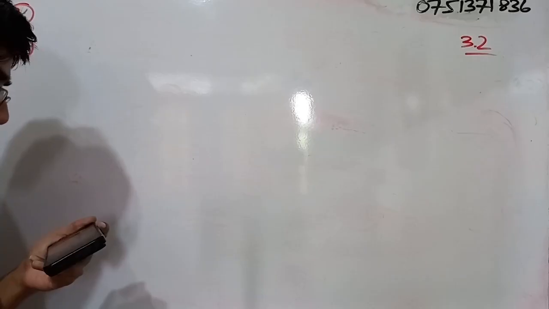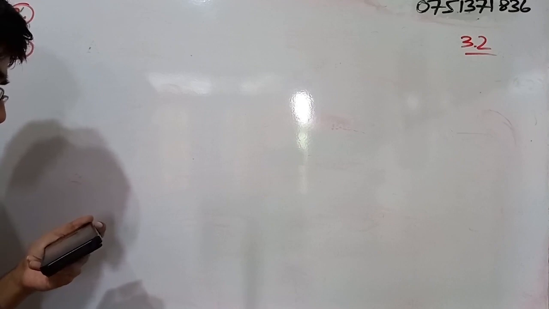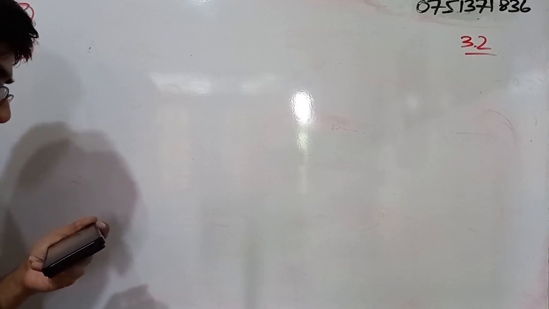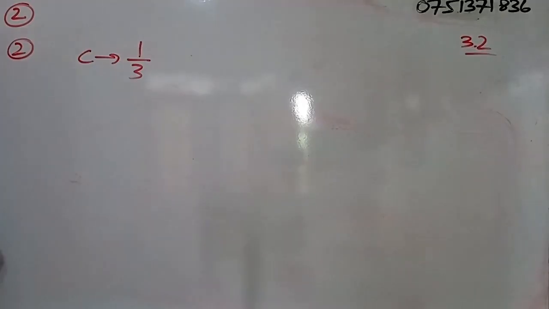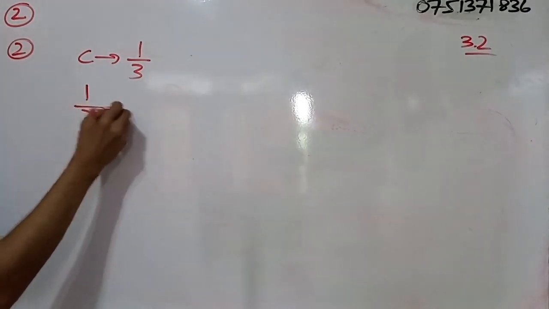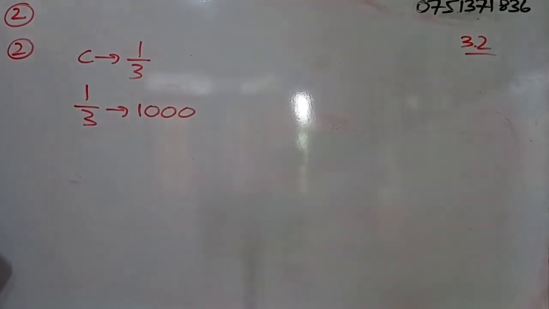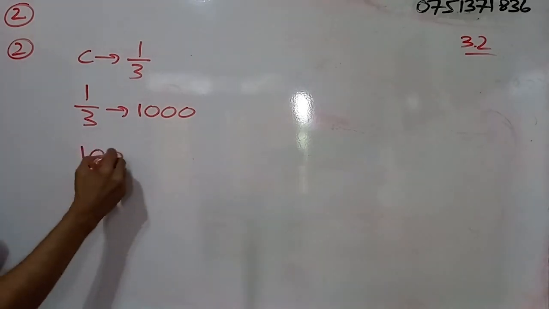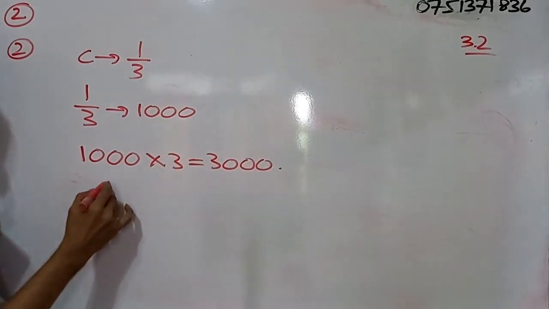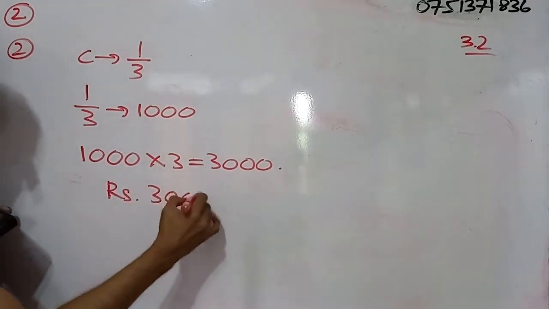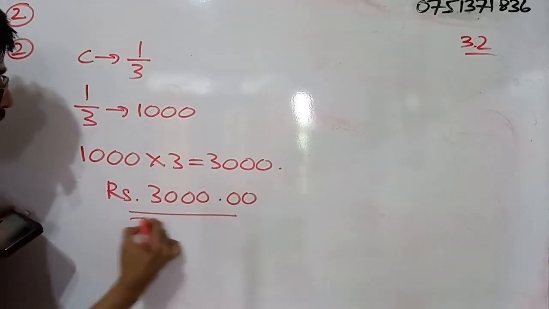Right. Third part. If C received 1,000 rupees through the initial distribution, find the total amount that was distributed among the three. Right. So initially, C received 1/3 as a fraction. So 1/3, that is equal to what? 1,000 rupees. 1/3, that is equal to 1,000 rupees. Then what is the total amount? 1,000, we have to multiply that by 3, no? So 3,000 rupees. So the amount is rupees 3,000.